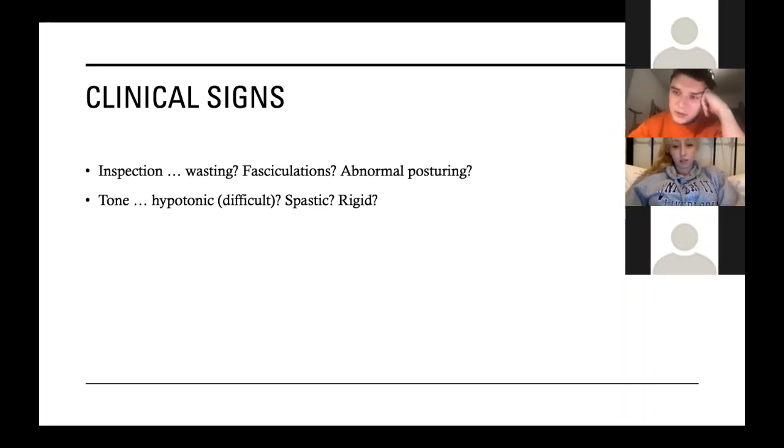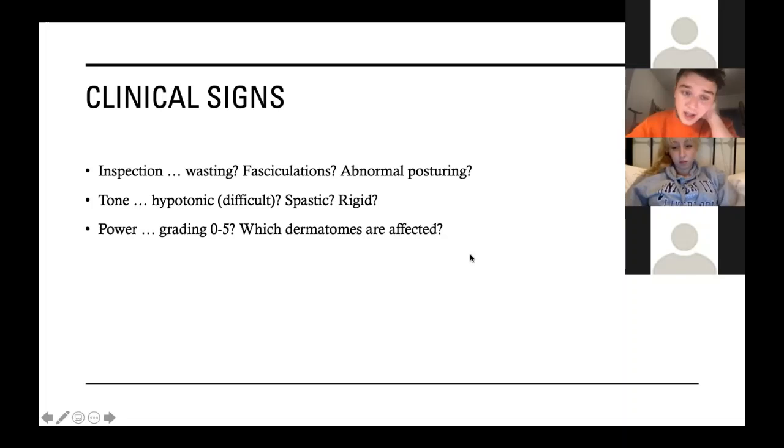And then when we talk about the tone, we can talk about whether a patient has a hypotonic limb, which is quite difficult to assess, but you can do so in the rolling leg test, or you can assess whether they have spastic tone, which we've talked about, so the spastic catch, or are they rigid, which you find with a few extrapyramidal problems. In terms of power, you have the MRC grading system.